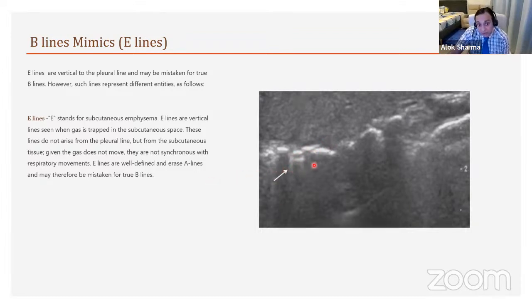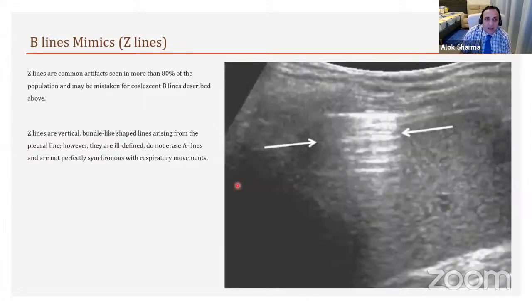Because you have air that's reflecting everything back, and this is not pleura, you're not going to see A-lines below that, whereas here you can see a small A-line. So again, this is what E-lines look like. They're B-line mimics. And then you have what are called Z-lines. Forget about them as well.